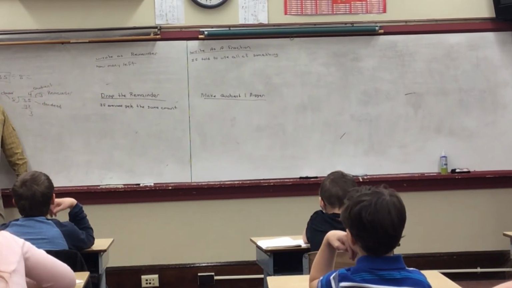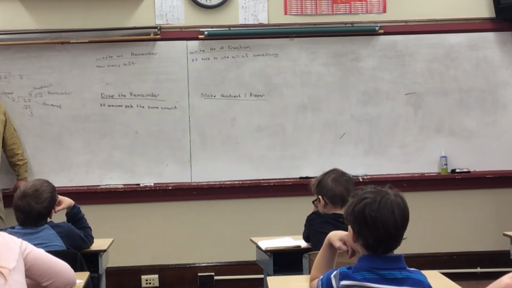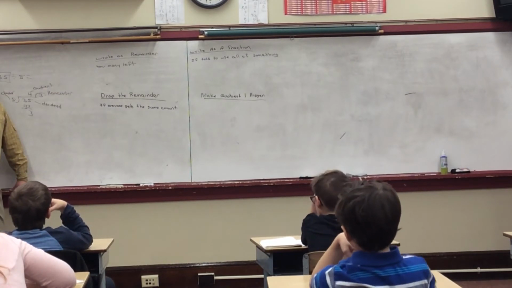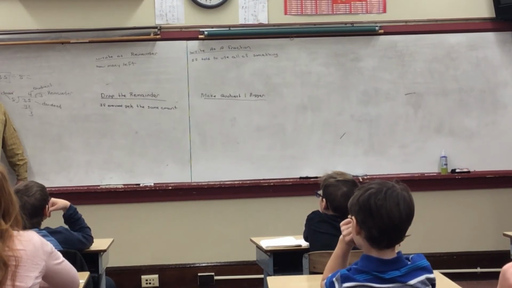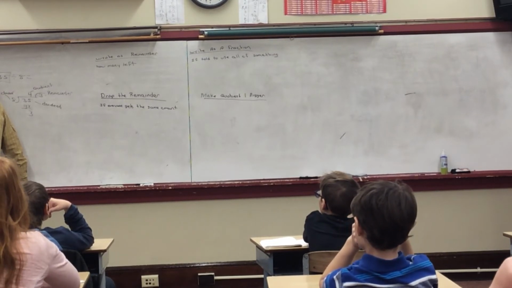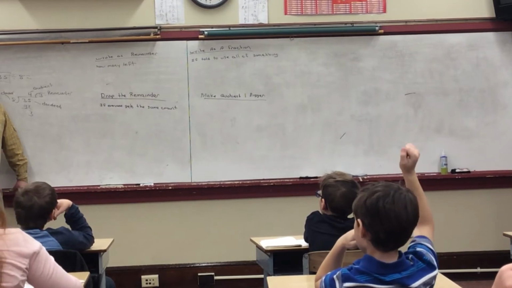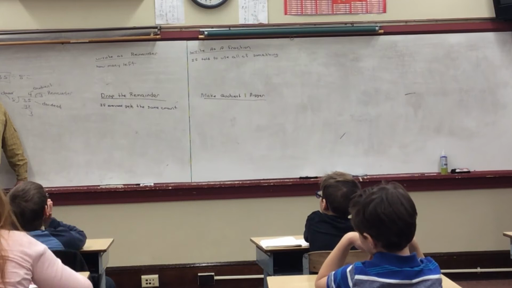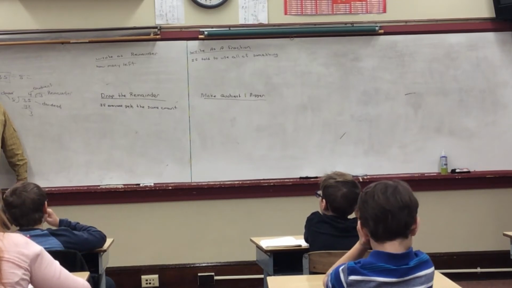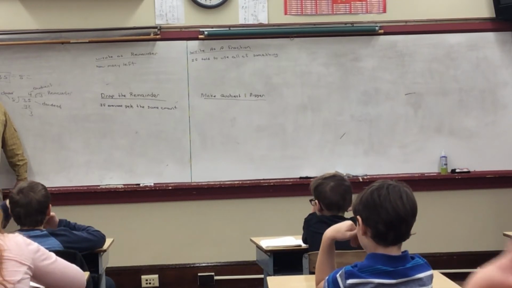Then when would we make the quotient one bigger? Anybody give me an example when we'd make the quotient one bigger? If it tells you to. When the remainder is higher than. Not necessarily.